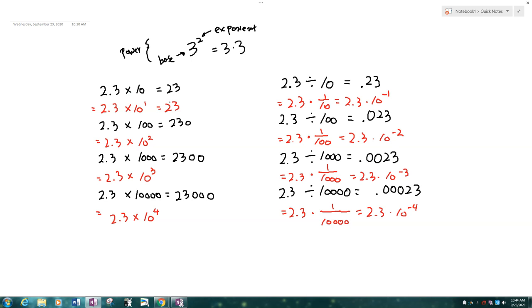2.3 times 10 becomes 23. Do you see that? 2.3 times 10 to the first power becomes 23. So this base 10, or power of 10, when you have a base 10, that means it moves the decimal point.